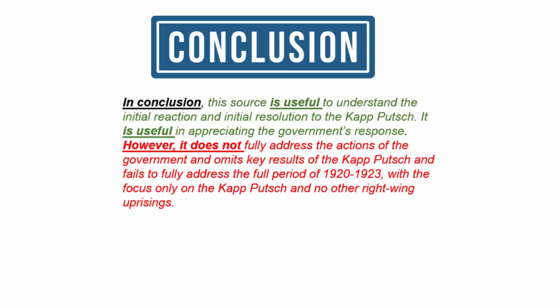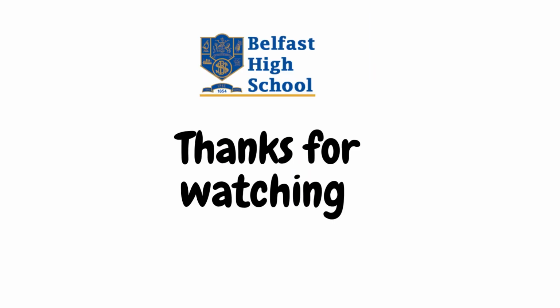And then in conclusion. So in conclusion, this source is useful to understand the initial reaction and initial resolution to the Kapp putsch. It is useful in appreciating the government's response. However, it does not fully address the actions of the government and omits key results of the Kapp putsch, and fails to fully address the full period of 1920 to 1923, with the focus only on the Kapp putsch and no other right-wing uprisings, which the question's about.